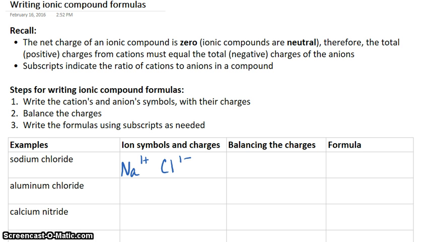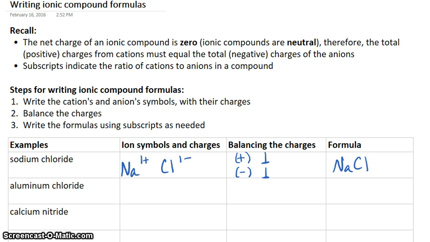Then we balance the charges. Well, if Na is 1 positive charge, let's list the positive charges. We have 1 of them. And let's list the negative charges. We have 1 of those. So we can see that there's only 1 sodium ion and only 1 chloride ion in this compound, so our formula will just write it as NaCl.